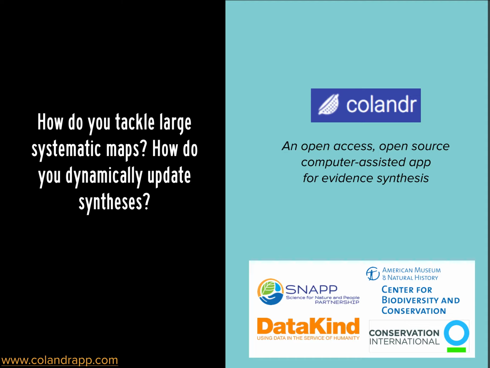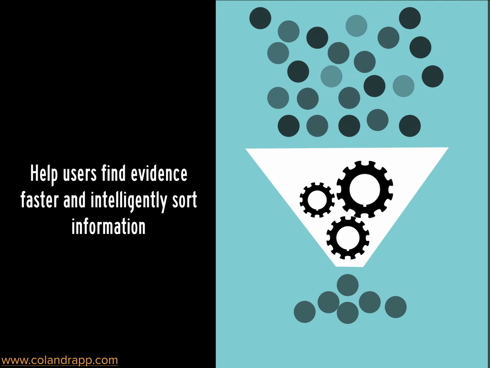In a collaborative effort led by the Science for Nature and People Partnership, Working Group on Evidence-Based Conservation, with DataKind, which is a data science for social good nonprofit, along with Conservation International, an international NGO for conservation, we developed an open access, open source application for evidence synthesis that's powered by machine learning and natural language processing in order to make the process faster and more efficient. Colandr is supported and hosted by the Center for Biodiversity and Conservation at the museum.